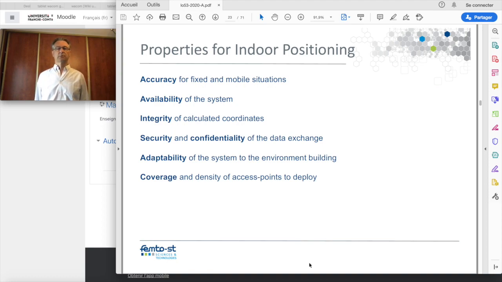We also need adaptability of the system when the environment is moving. It's not always the same type of environment. So if you want to manage your accuracy, you need to have some adaptability. And also coverage is important, in order to define the density of access points you need to deploy.